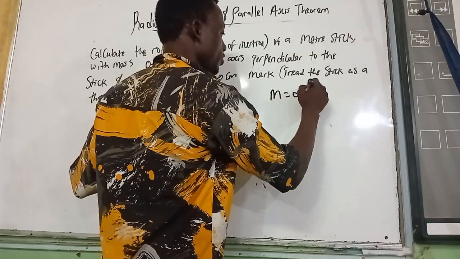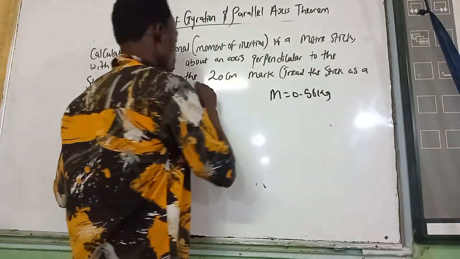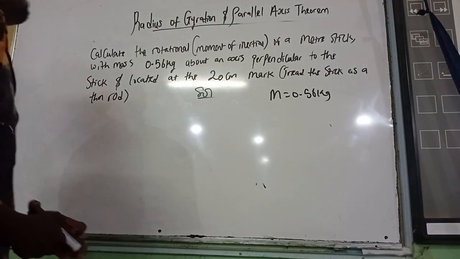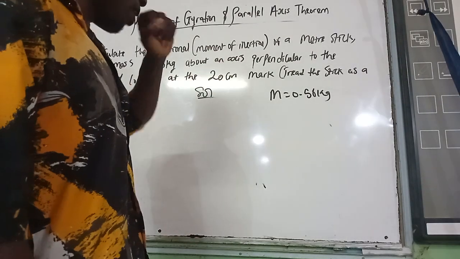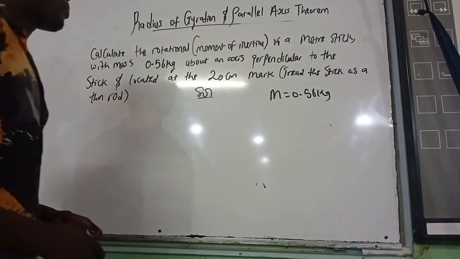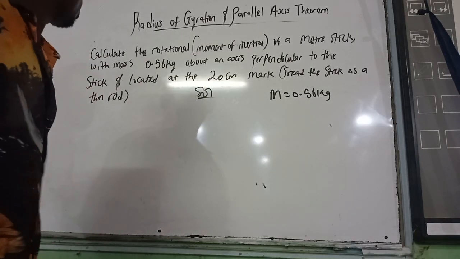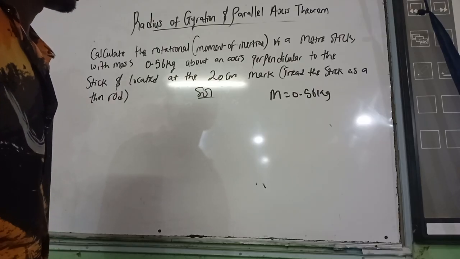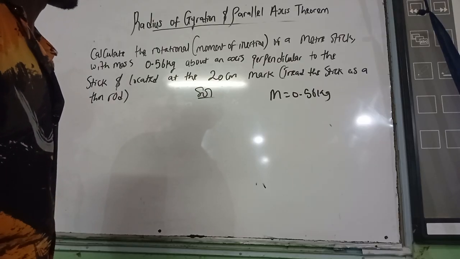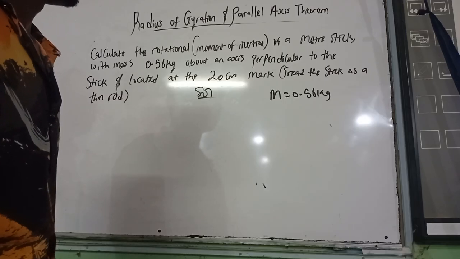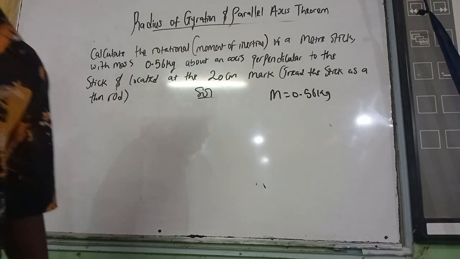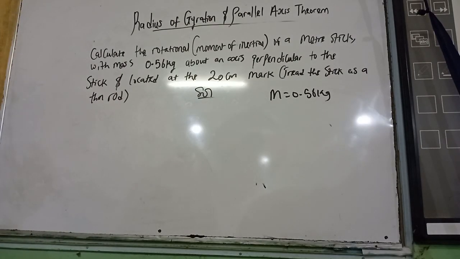Mass equals 0.56 kg. Whenever you are solving this calculation, first bring out your parameters. About an axis perpendicular to the stick and located at the 20 centimeter mark, treat the stick as a thin rod. Let me check the question very well.